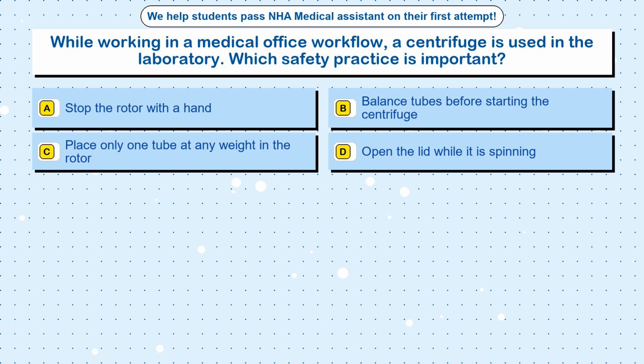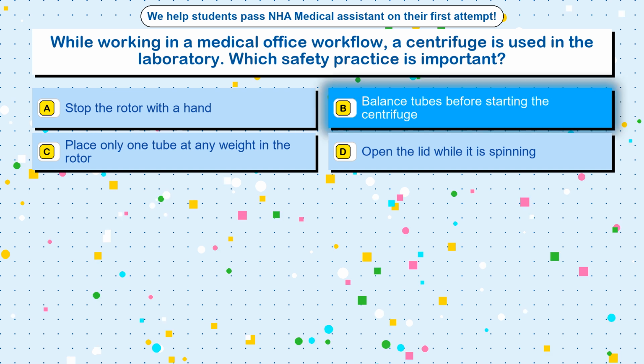While working in a medical office workflow, a centrifuge is used in the laboratory. Which safety practice is important? Option A, stop the rotor with a hand. Option B, balance tubes before starting the centrifuge. Option C, place only one tube at any weight in the rotor. Option D, open the lid while it is spinning.